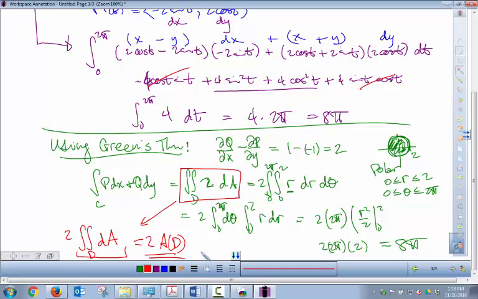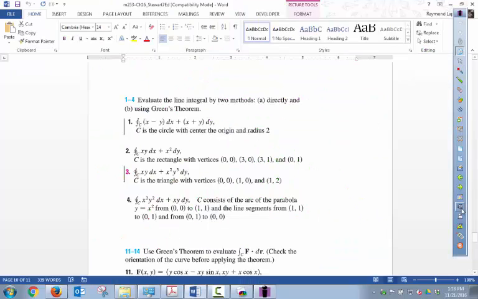All right, let's do another example. So let's do, I don't know, 2 or 3 or 4. Any suggestions? Four?